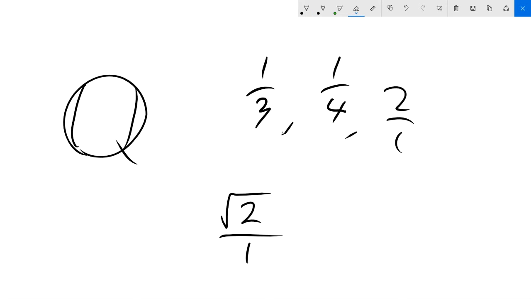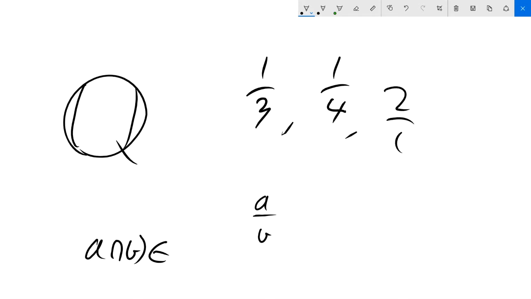The reason why is because if you were to define this set, it is defined that it is any number that can be represented by A divided by B, where A and B are elements of the integer set. Right? Okay.